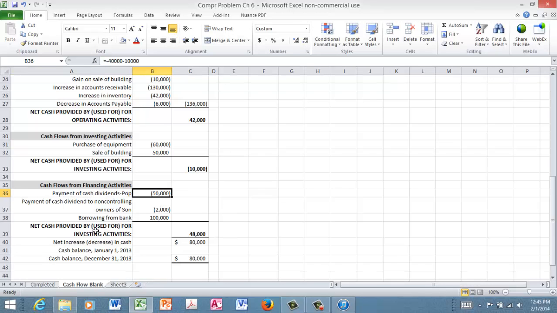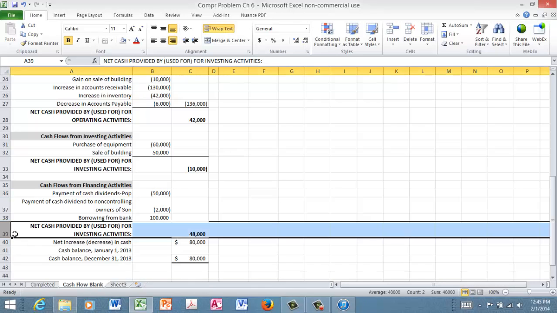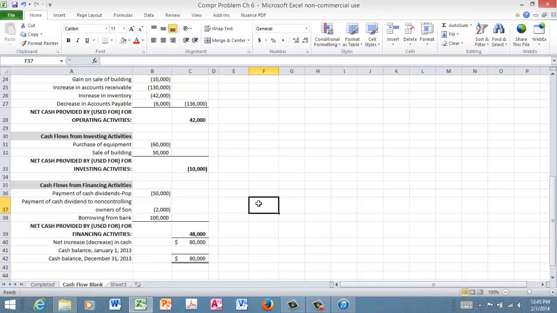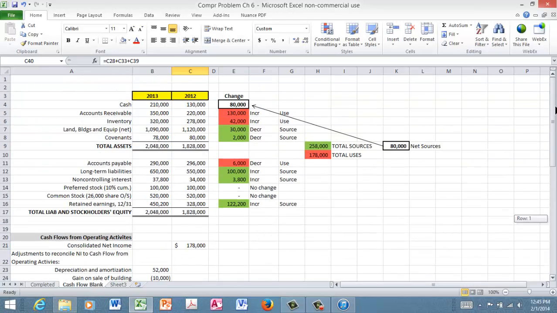So now I've got my investing activities. Excuse me, I realize I've got a typo here, and that should be financing. That's what I get for doing copying and pasting. You gotta love Excel for the efficiency, but sometimes that happens. So, all right, now the financing activities are showing a net cash inflow of $48,000, and so things are looking pretty good here, because all of these captions, my operating, investing, and financing, net together to be the $80,000 source or increase in cash, and there that is.